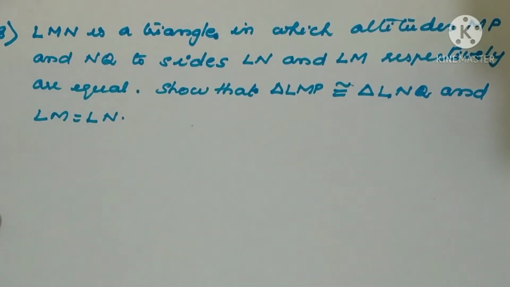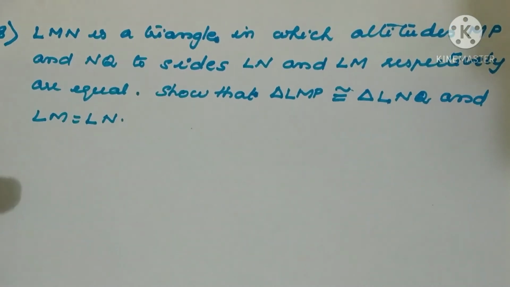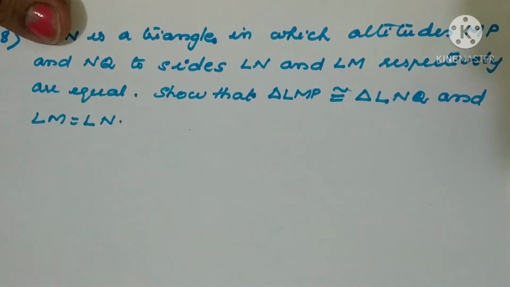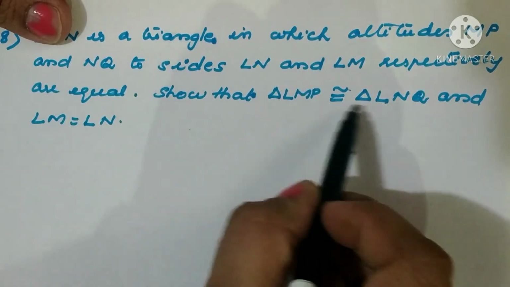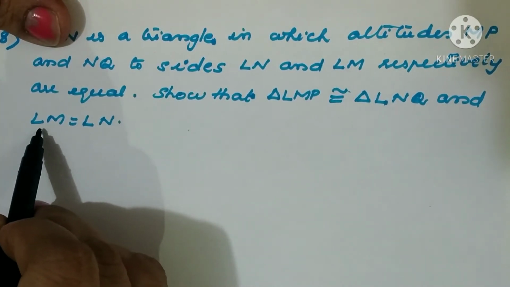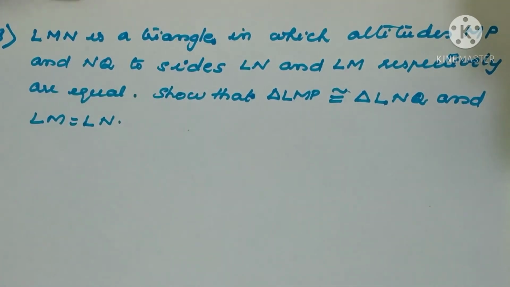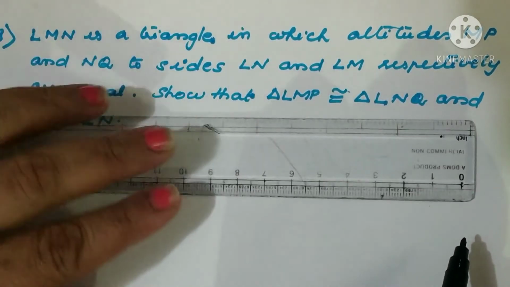Next question. LMN is a triangle in which altitudes MP and NQ to the sides LN and LM respectively are equal. Show that triangle LMP and triangle LNQ are congruent, and also LM equal to LN. See, once we have proved the congruency of LMP and LNQ, we can write CPCT as LM and LN. But here also what is the important thing? The diagram is not given. So we must draw the diagram first.